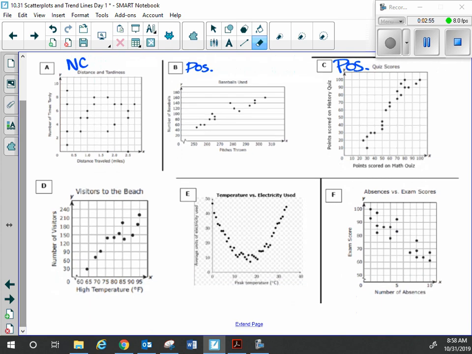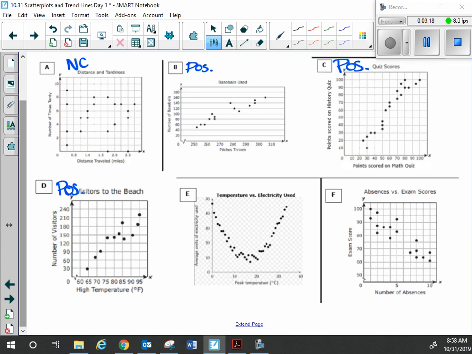Yeah. D. Positive. The higher the temperature, the more people at the beach. There's probably not that many people at the beach today.